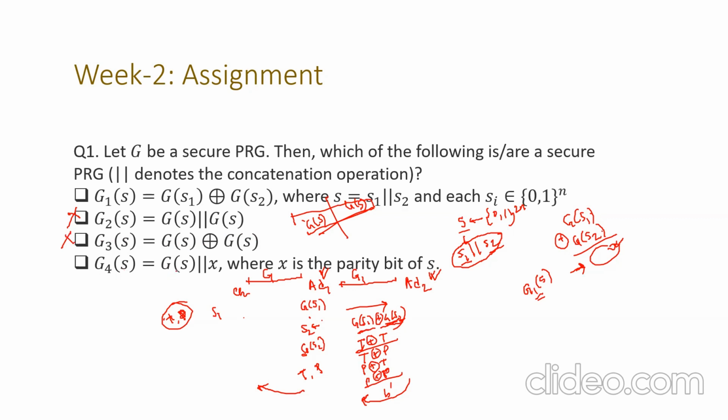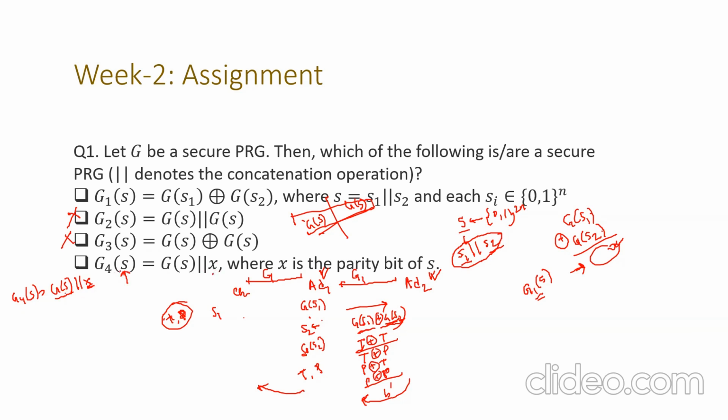What about G4? So G4 of S is concatenating G of S with the parity bit of S. Okay, X is the parity bit. It is a single bit. So whatever the output length of G of S, it is getting extended by 1 bit length, and that is the output of G4. Now, because the attacker has no information about the seed, which is secret, the parity bit of S is also not known to the attacker.